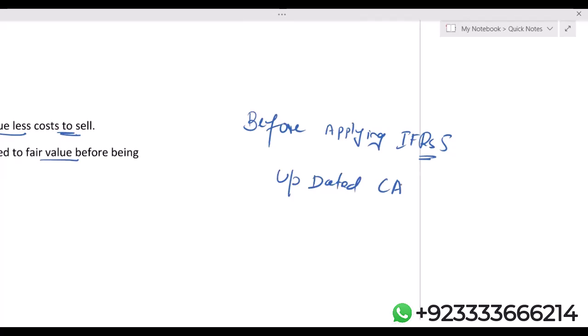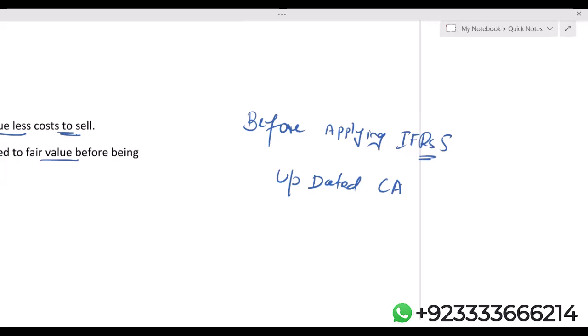If you are following the IAS 16 revaluation model, then before applying IFRS 5, you should first check for the revaluation surplus. After that, you'll be applying IFRS 5. So a very important concept is before applying IFRS 5, you have to calculate the updated carrying amount of your property, plant and equipment. Updated means if it needs depreciation, I have to depreciate.